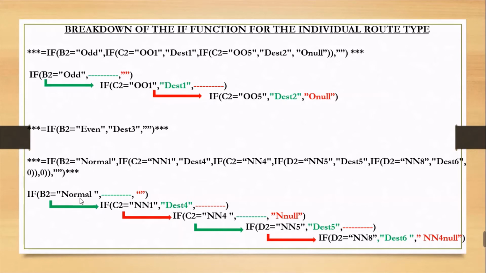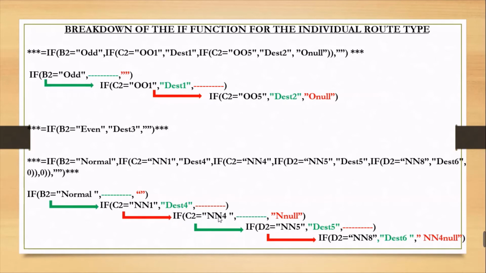Then we have the normal route type, almost same as the odd route type, just that it has more branches, I'll say. If B2 is equal normal, you take the true part. If it's not equal normal, you take the false part. So if we take the true part, we'll check the step that was chosen after normal. Is C2 equal NN1, take destination 4. If it's not equal NN1, check if it's equal NN4.